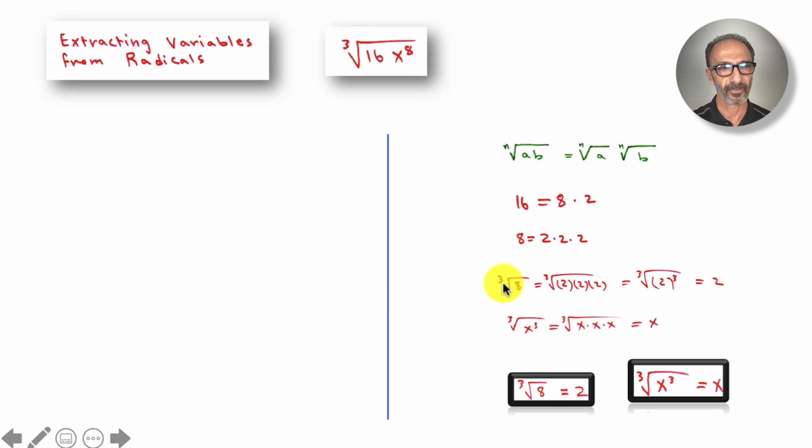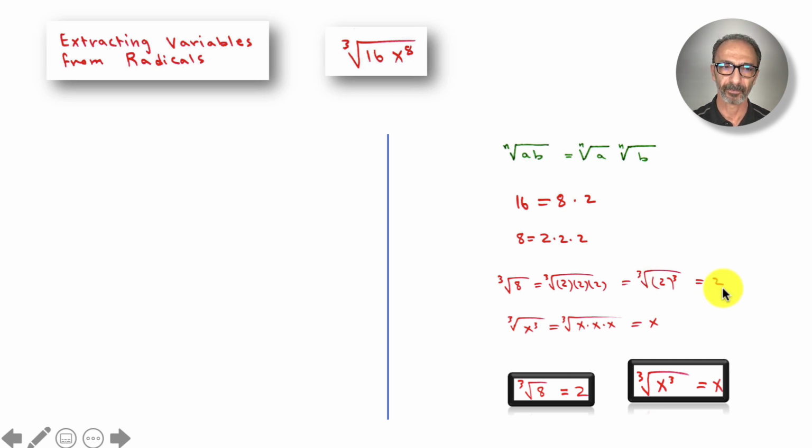Next, here I have 16x to the 8 under a cubic root. We're going to use this rule. We're going to think about 16 as 8 times 2. Why? Because 8 is 2 times 2 times 2. We want to keep the 8 under the cubic root, because the cubic root of 8 is 2. We could see that back, 2 times 2 times 2 will give me back 8. So the cubic root of 8 is of this format, or 2 to the 3rd to the 1/3, which simplifies to 2.